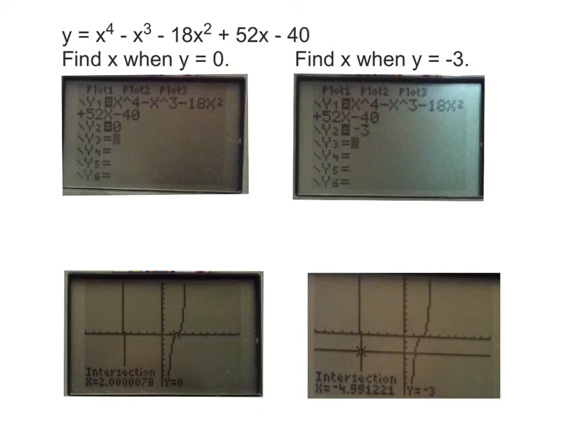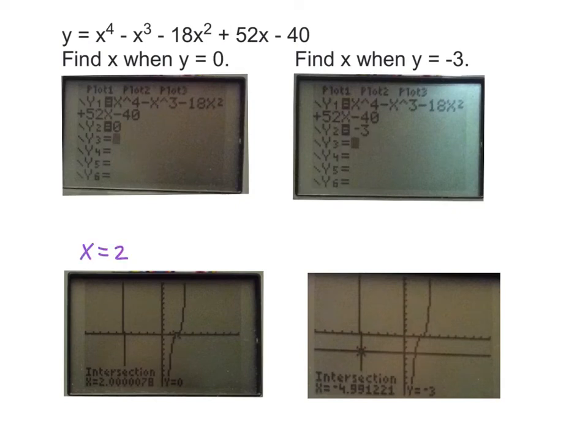So on the TI, you're going to hit second calculate, which is the trace button, and you're going to use 5 for the intersection. Remember, TI folks, you need to hit enter, enter, enter to find your first solution. And I say first solution, I'll talk about the second one in a second. So once you hit enter, enter, enter, you're going to get a cursor and an intersection like this. So x equals 2.000078 when y is 0, which is what we were looking for. So x equals 2, okay?